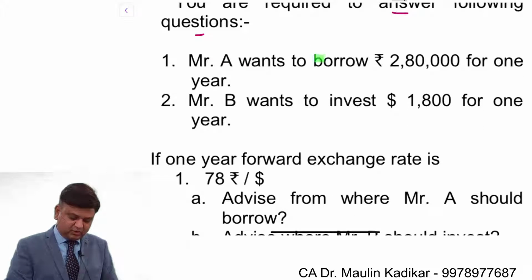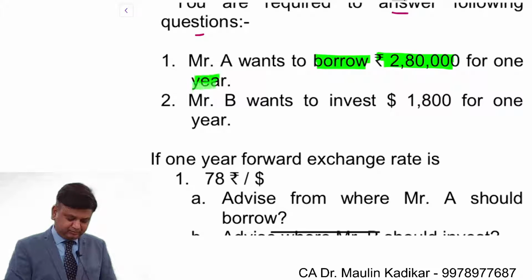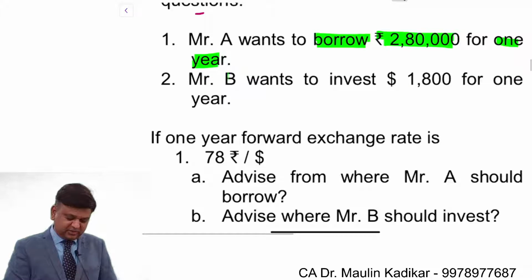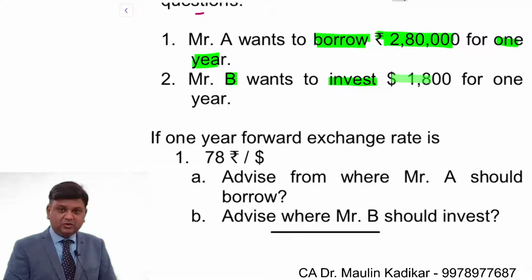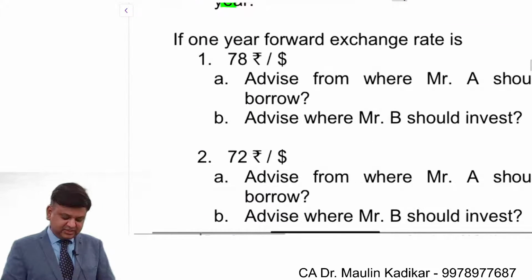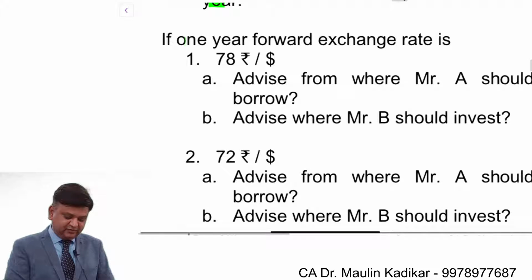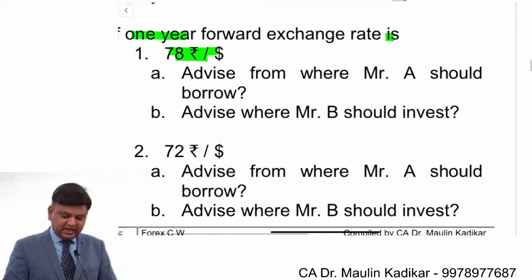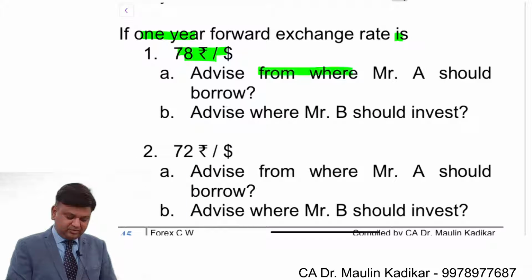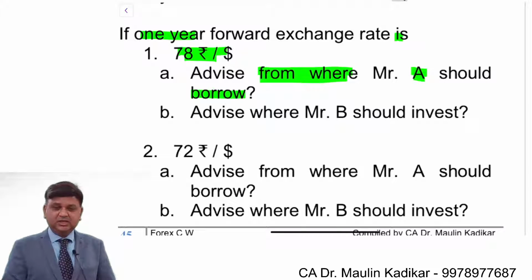Mr. A wants to borrow an amount of rupees 2,80,000 for 1 year. And Mr. B wants to invest $1,800 for 1 year. The question says that if 1 year forward exchange rate is 78 rupees per dollar, advise from where Mr. A should borrow. So whether he should borrow in rupee currency or dollar currency, or he is indifferent between both of them.